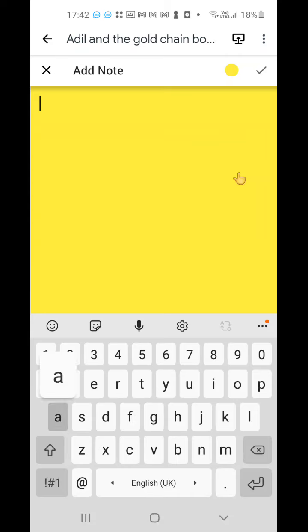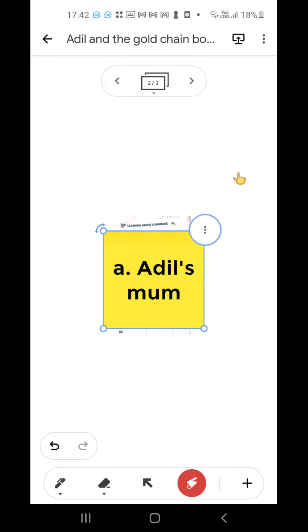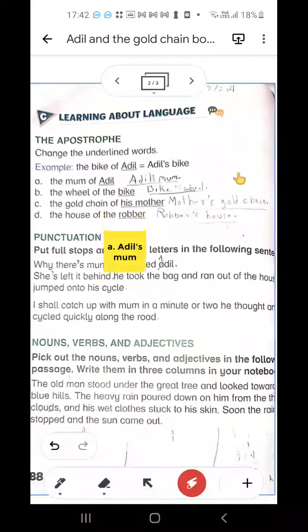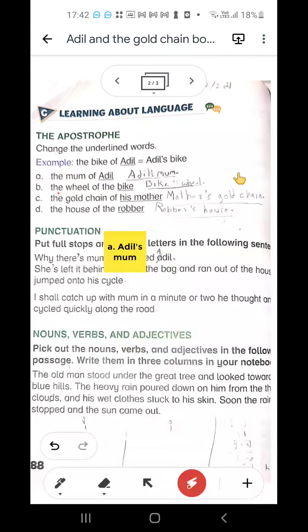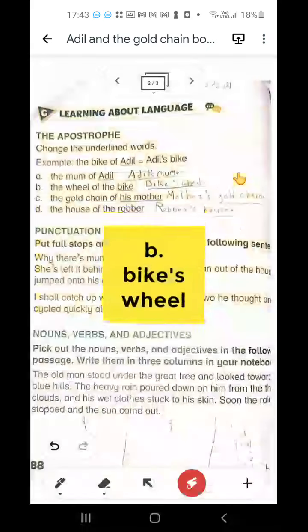Let me write it here. Adil's mom. Right. B is the wheel of the bike. So it means we are going to use it like bike's wheel. It means that the wheels are related to the bike, or they belong to the bike. So we are going to write it like bike's wheel. Right?